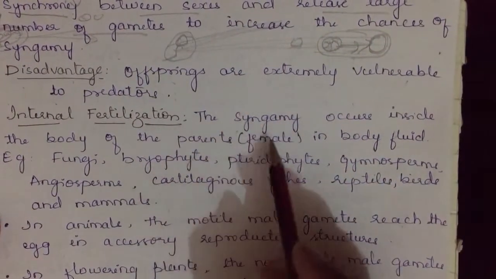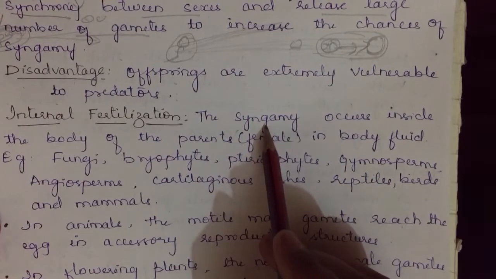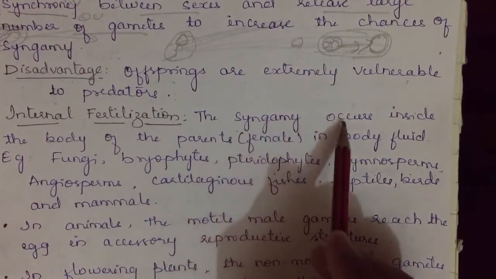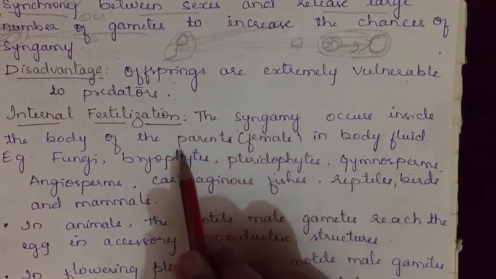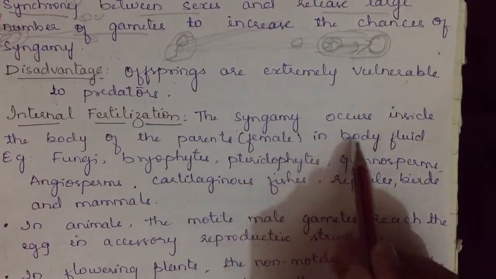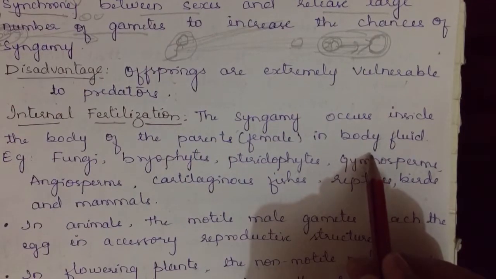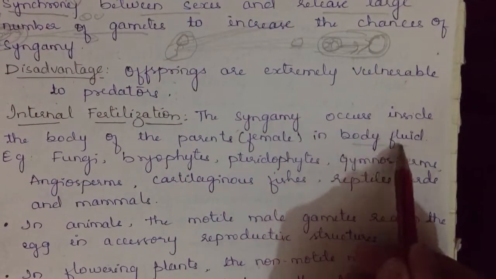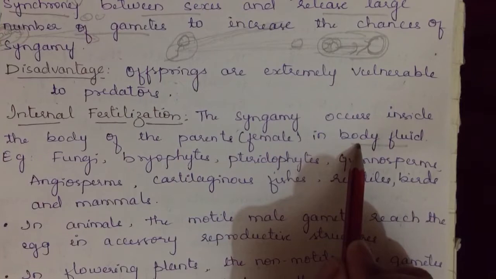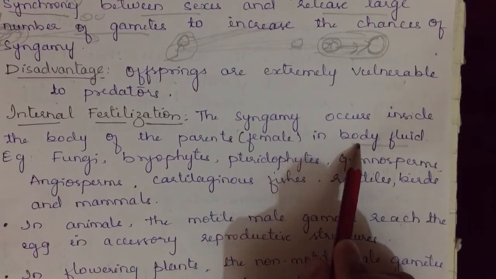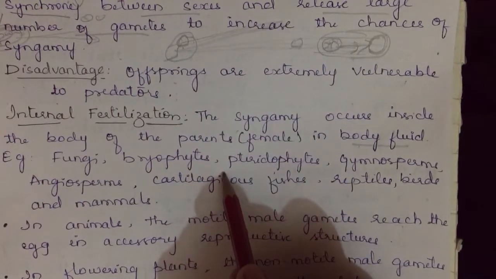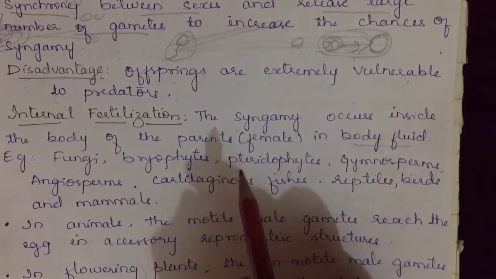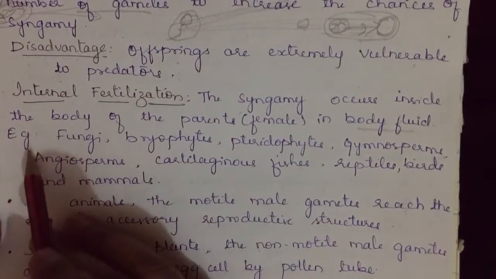Internal fertilization: syngamy, which we said is another term for fertilization, occurs inside the body of the parents. Fertilization occurs inside the body of a parent, that is the female, in a body fluid. Inside that, fertilization takes place. What do you think the examples might be? Whether human beings come under external fertilization or internal fertilization? Okay, think about it.